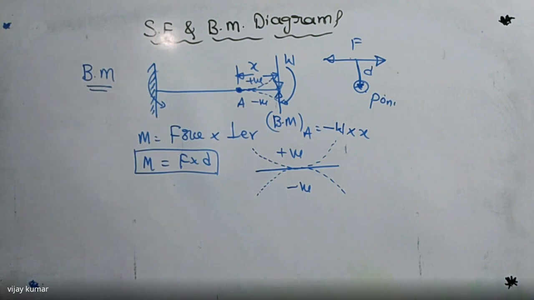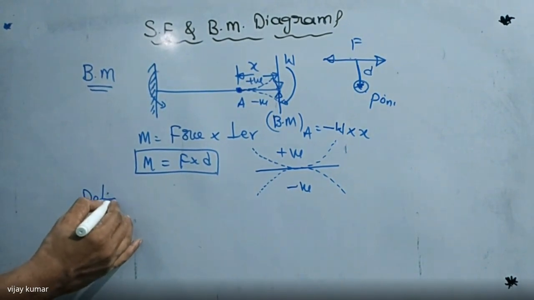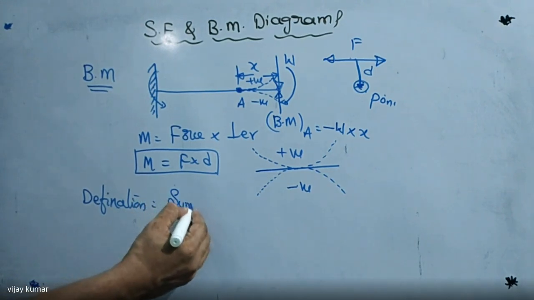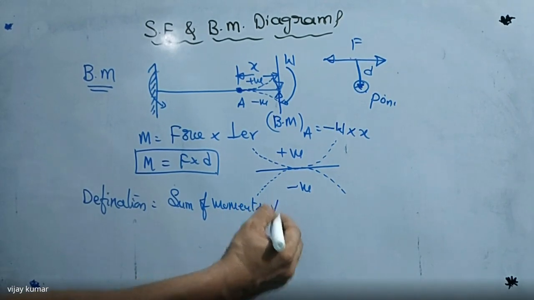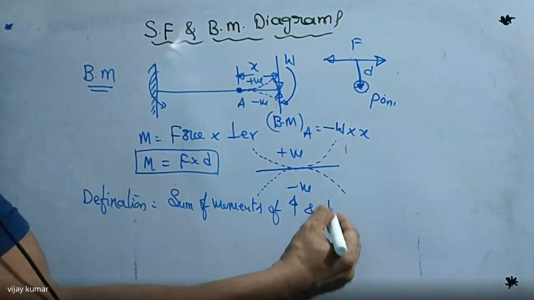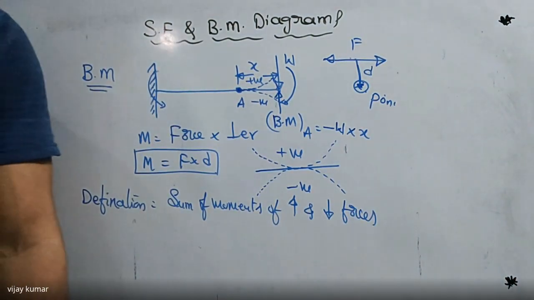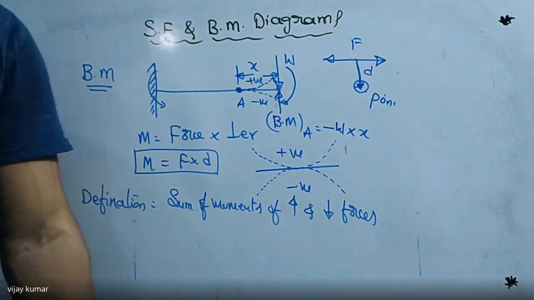Now here, the same definition we can use for bending moment also. What is bending moment here? Bending moment is nothing but, I'm writing the definition here: the sum of moments of upward and downward forces at any point on the beam. What I am saying here is the sum of moments of upward forces and downward forces at any point on the beam.